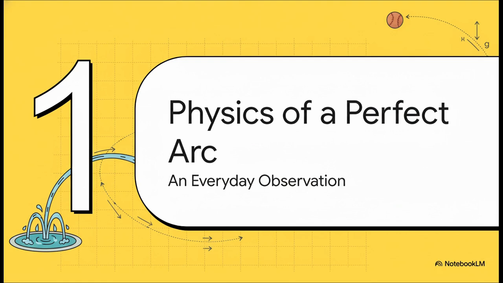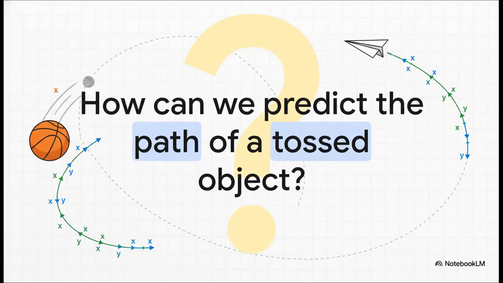And we're going to start with a scene that you've probably seen a million times in one way or another. I mean, just think about a basketball swishing through a net or a paper airplane gliding across the room. How can we possibly predict that perfect curved path? Its motion isn't a straight line, so where do you even start?